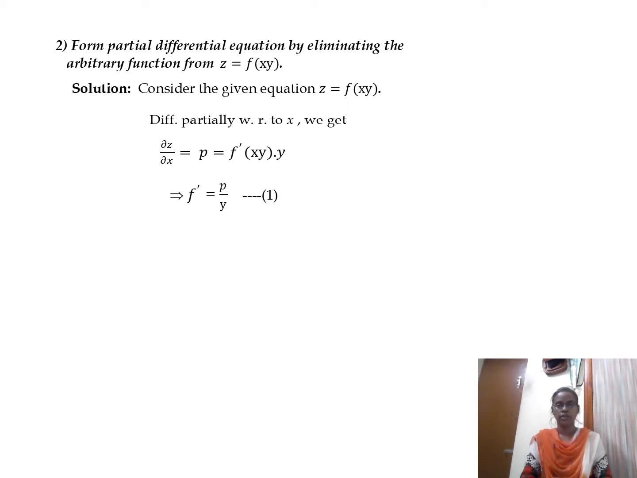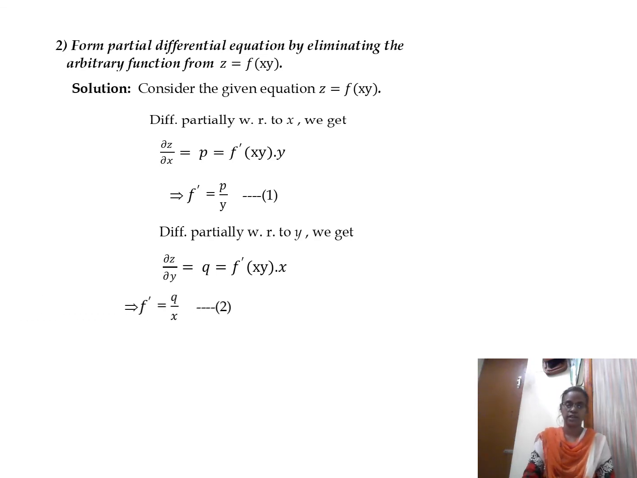So from here we can get the value of f dash as p by y. Next, similarly proceeding, differentiating partially with respect to y, we get dou z by dou y as f dash into, with respect to y when we do, x is going to be the constant. So it is f dash into x. From this equation, we will again have a value for f dash as q by x.